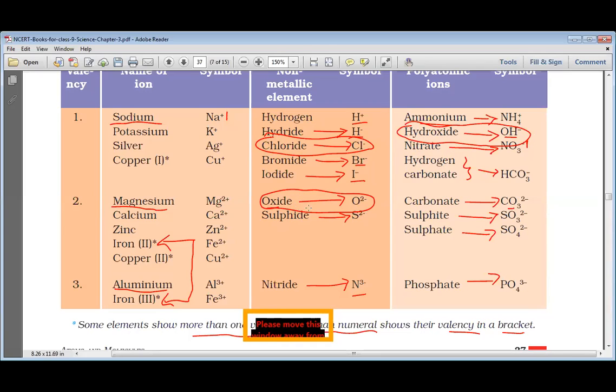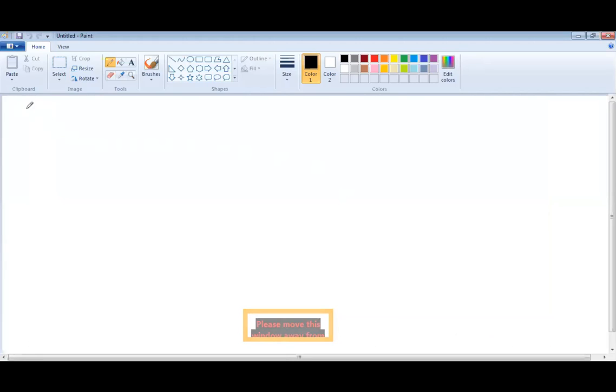So let us move forward and write these ions, and then we will form the compounds from them. We have chosen some ions. The first ion that we have chosen is the sodium ion. So when we have sodium ion, it is Na plus 1.